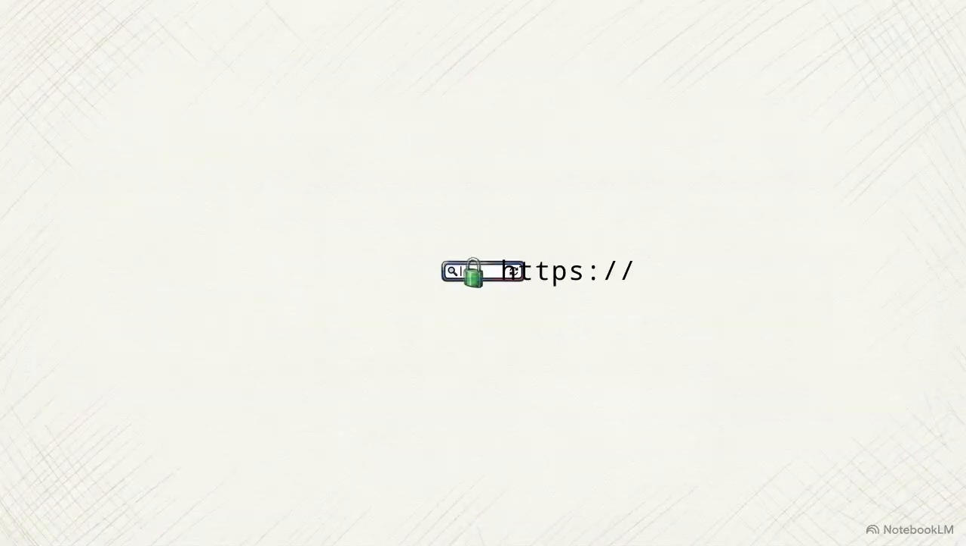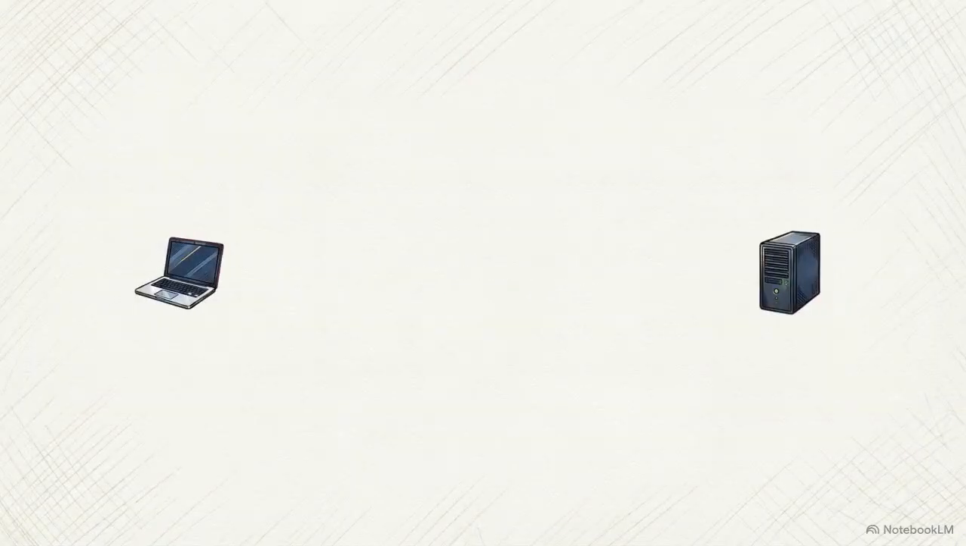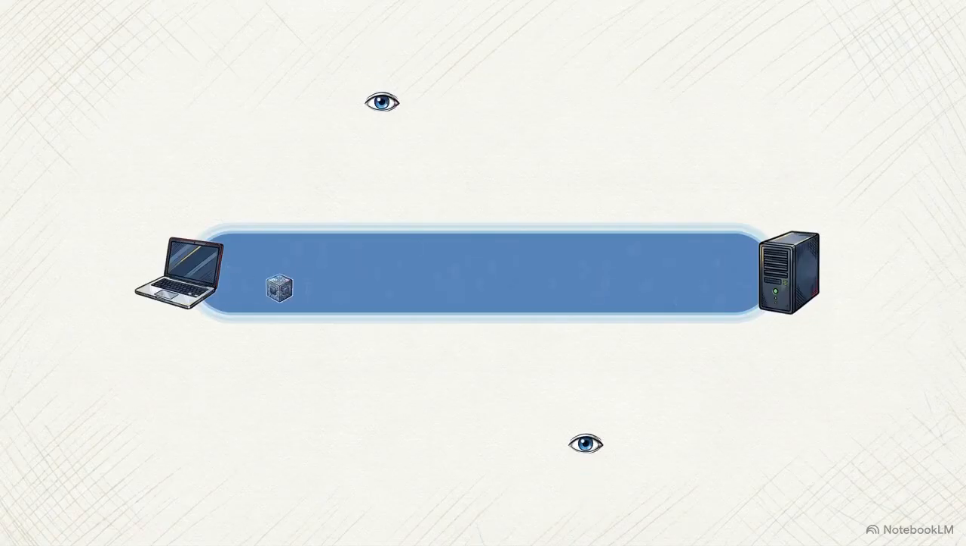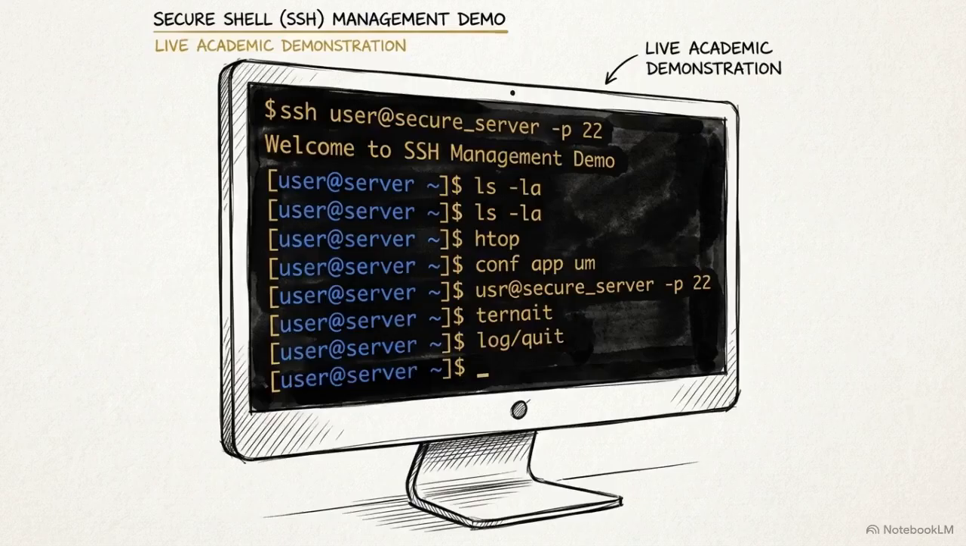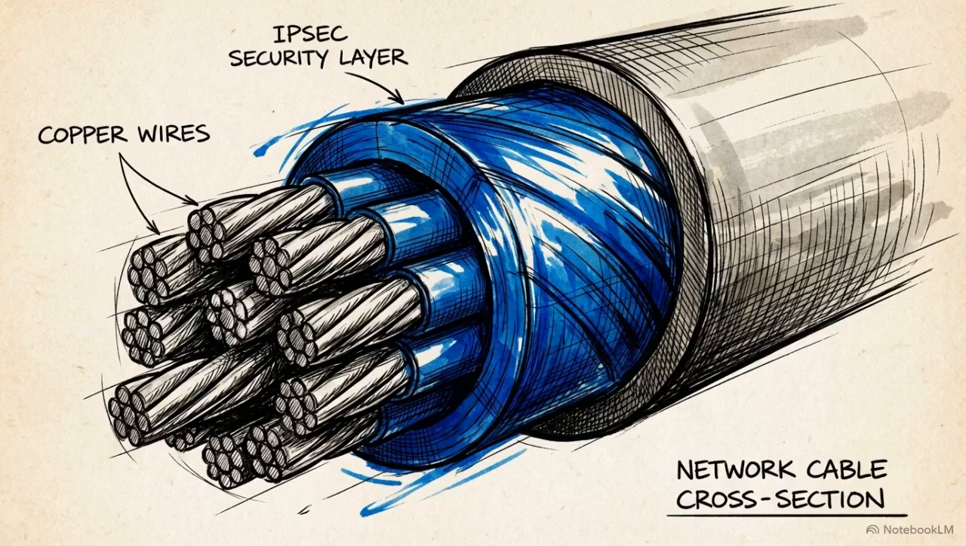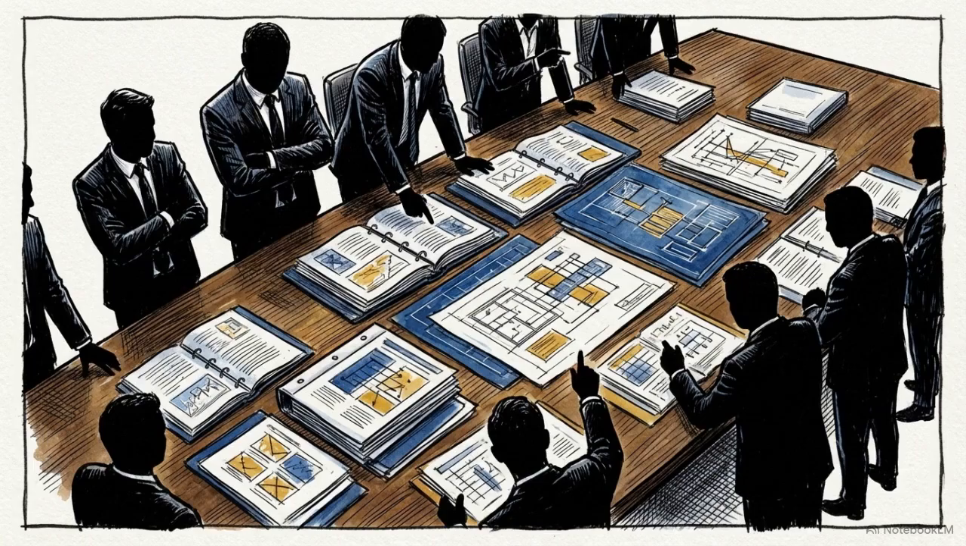HTTPS and SSL/TLS provide the necessary encryption for web applications, ensuring that data moving between a browser and a server cannot be read by others. For remote system management, Secure Shell provides a protected channel, while IPsec secures communication at the network level itself. Managing these protocols across a large organization requires adherence to international standards to ensure consistency and reliability.